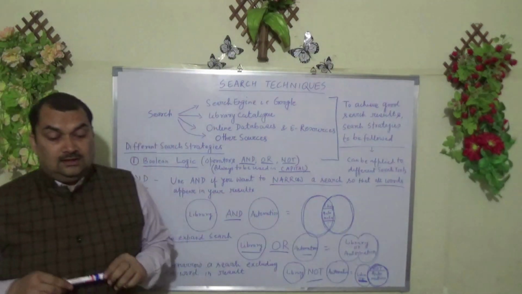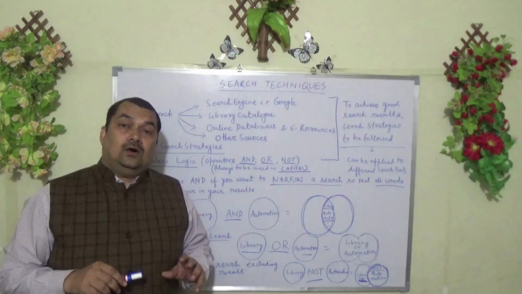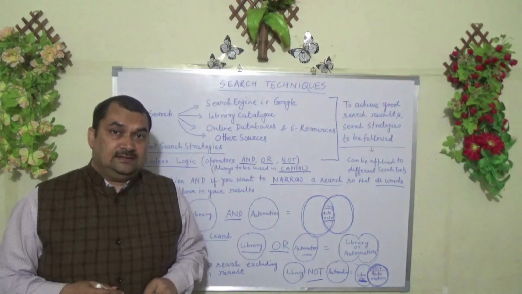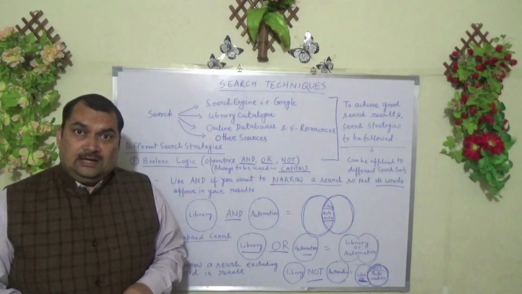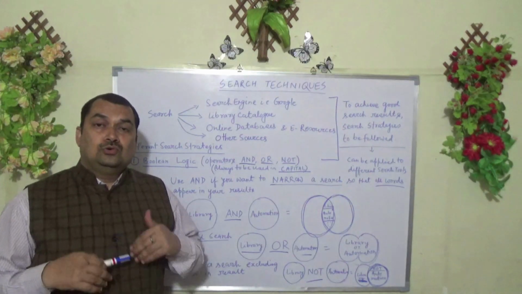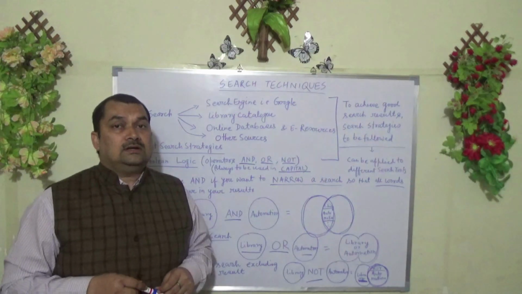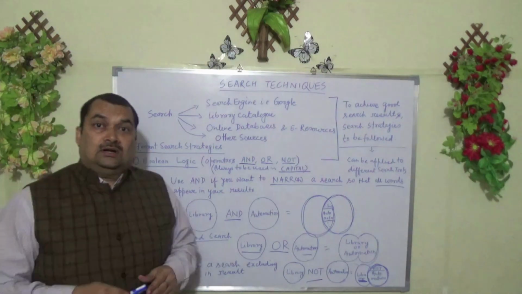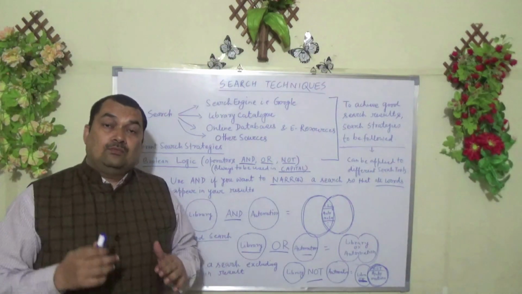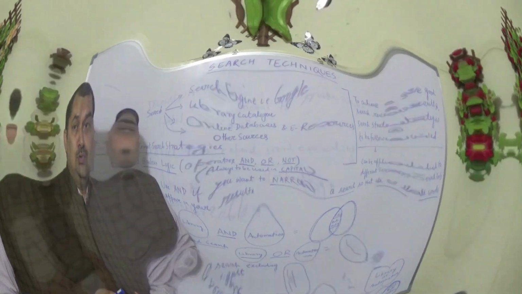Next we are going to see how we can use parenthesis, truncation and other search strategies to retrieve the information based on our keywords, based on our research process, what exactly information we want. So we'll see how we can use that.